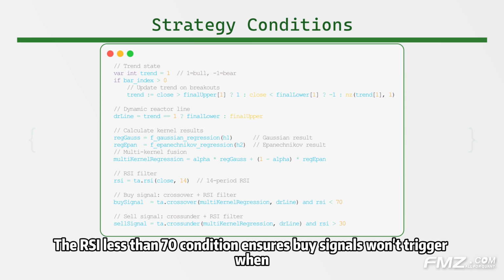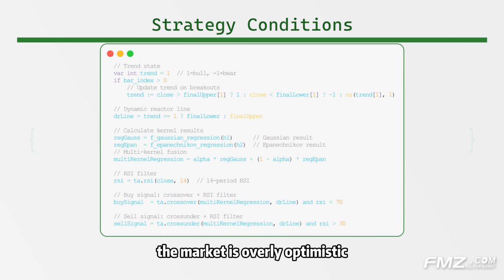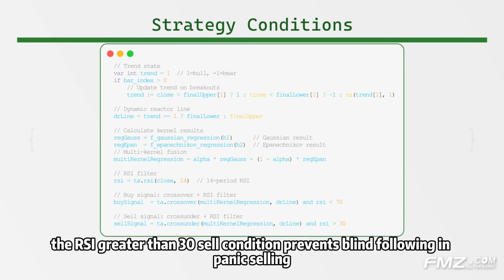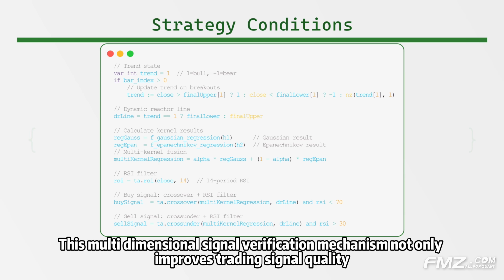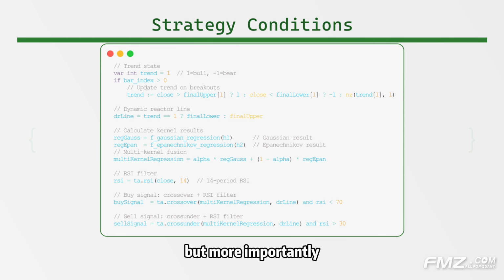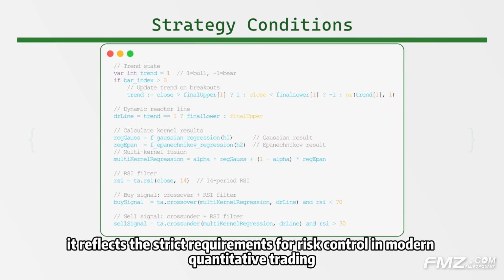The RSI less than 70 condition ensures buy signals will not trigger when the market is overly optimistic, avoiding the risk of chasing highs. Correspondingly, the RSI greater than 30 sell condition prevents blind following and panic selling. This multidimensional signal verification mechanism not only improves trading signal quality, but more importantly, it reflects the strict requirements for risk control in modern quantitative trading.